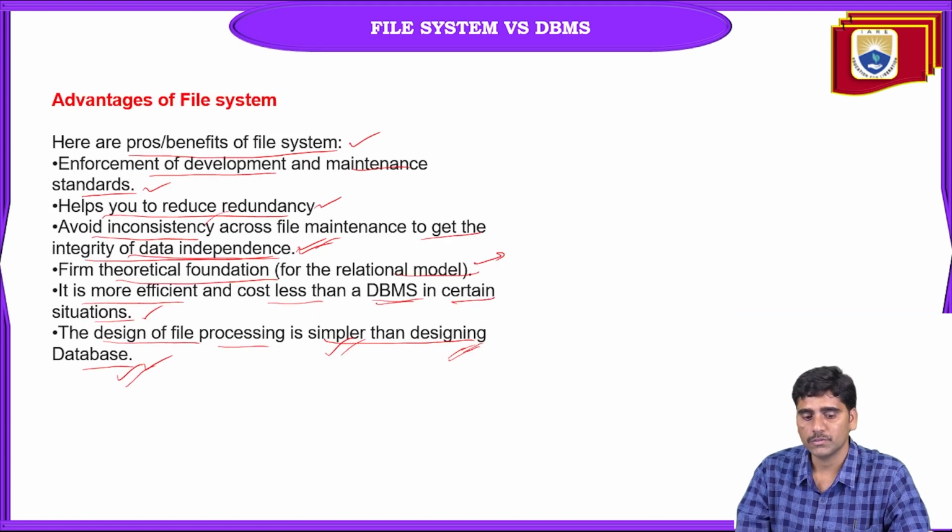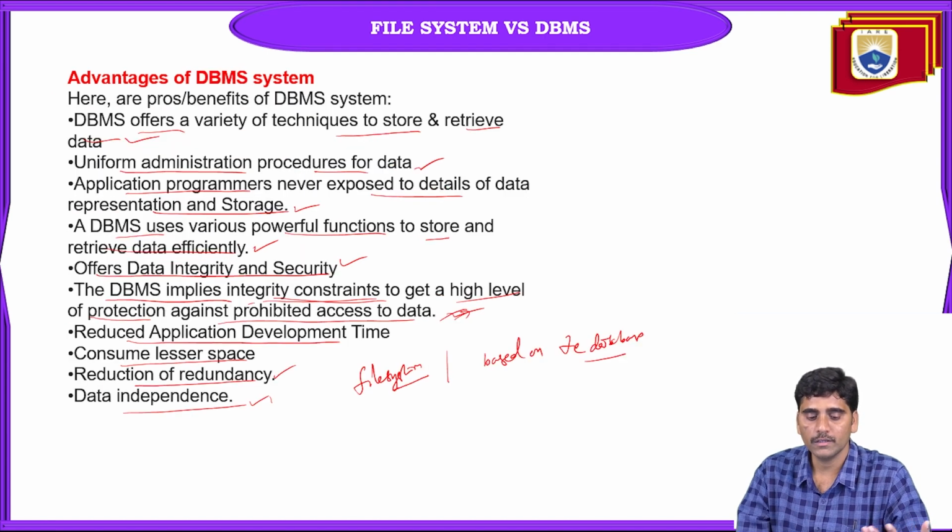Advantages of the file system. It helps you to reduce redundancy and avoid data independence. Design of a file processing system is simpler than designing a database. And advantages of the DBMS: uniform administration procedures, it maintains data integrity and security, and consumes less space. So like that, some advantages are there.